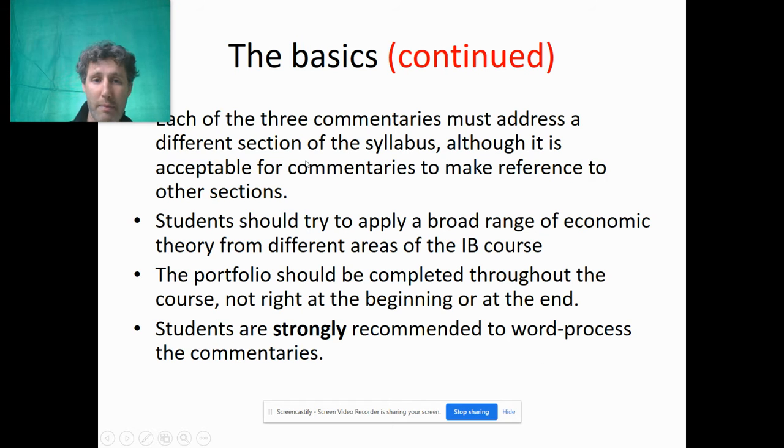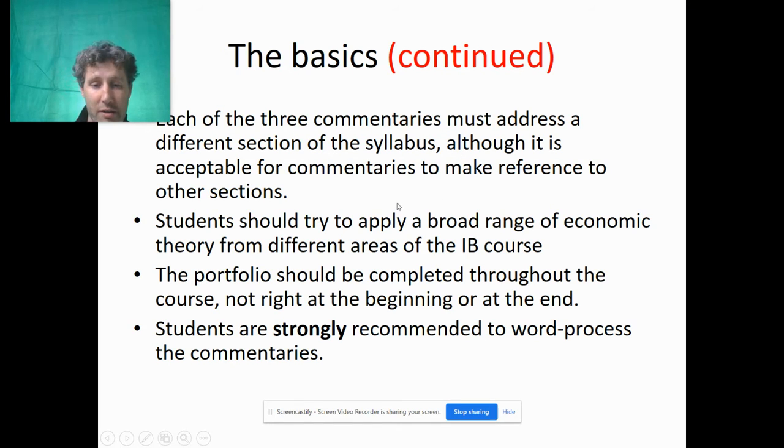Okay, so each commentary, as I said, must address a different part of the curriculum, and you should try to apply a broad range of economic theory from the different parts of the IB course. The portfolio should be completed throughout the course, not just at the beginning or the end. And obviously, you're going to work on it now. We're hopefully going to get 3 of them done this year.